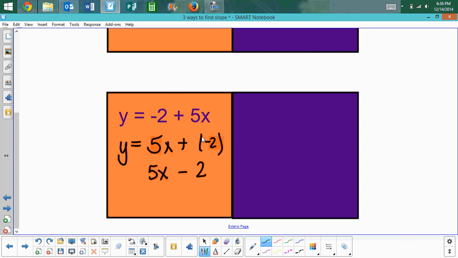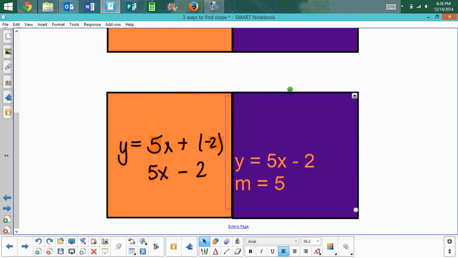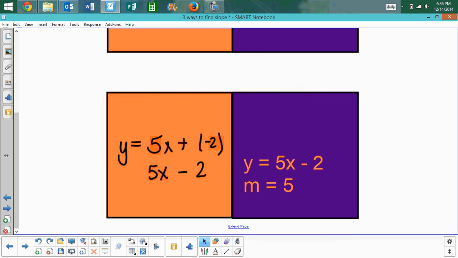But does that change our value of our slope? It shouldn't. The slope is always next to the x value, so that x value is 5. So we're going to take this and slide it over, and look there. M equals 5.